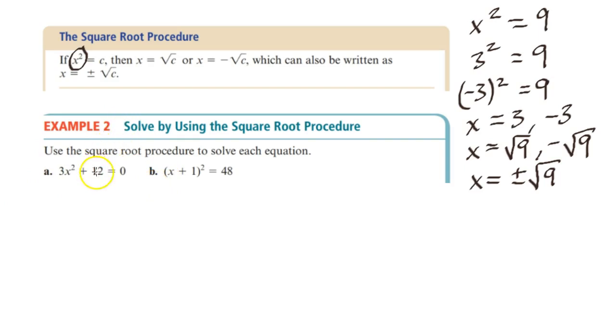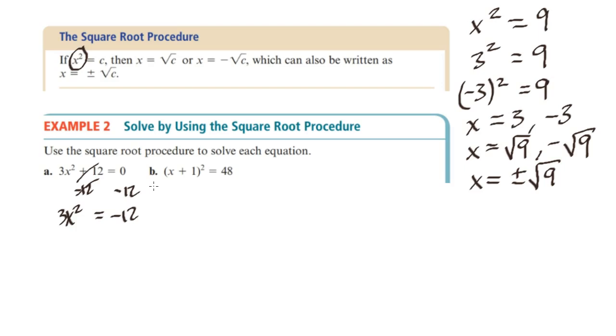So sometimes there's a little bit of preliminary work. So in part A, the first thing we want to do to be able to move the 3 and 12 to the right side of the equation is to subtract the 12. So we'll do that to both sides of the equation. And that will give us 3x squared is equal to negative 12.